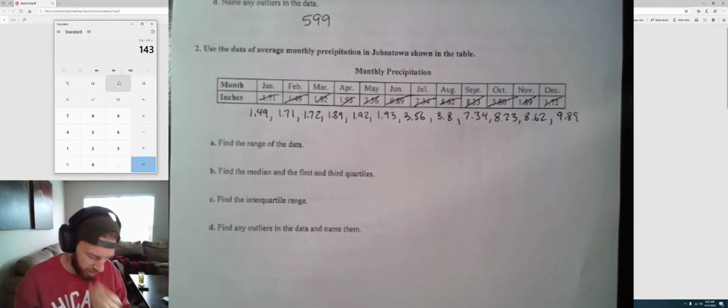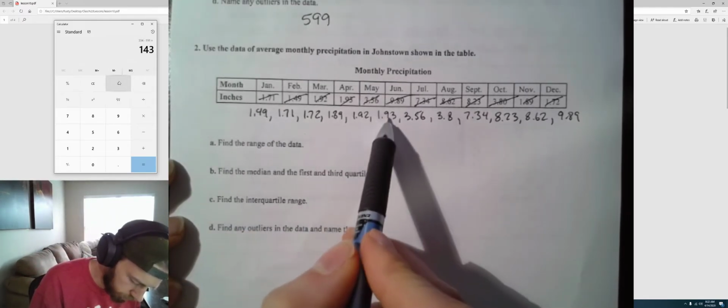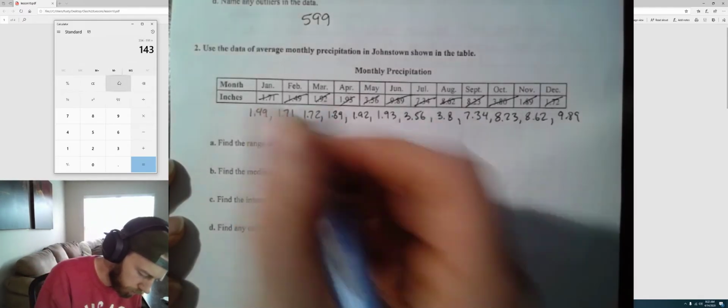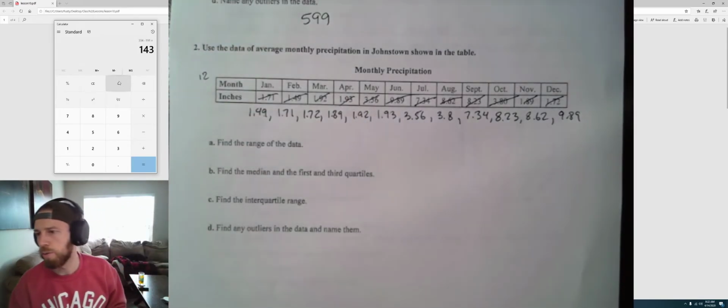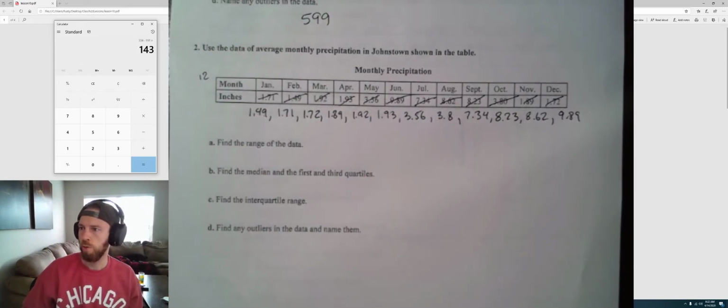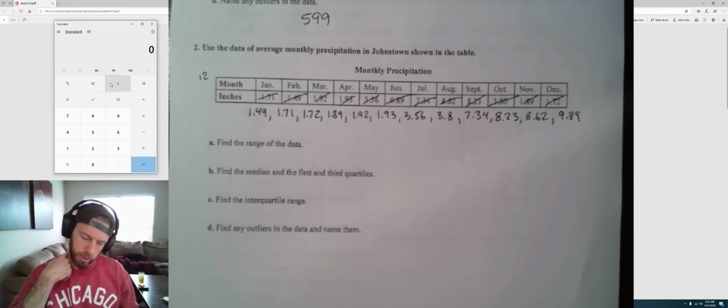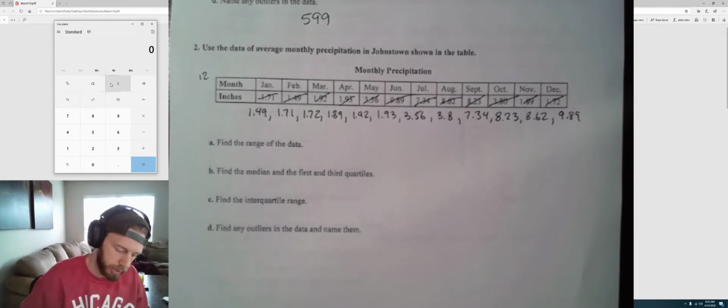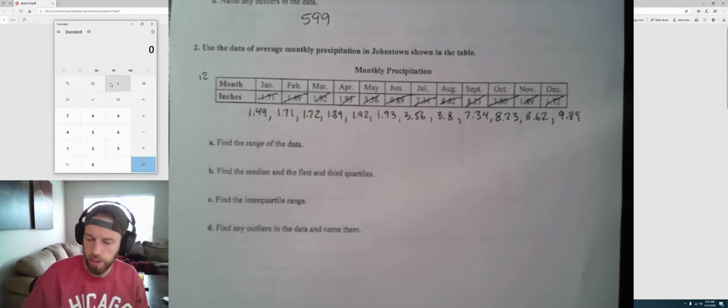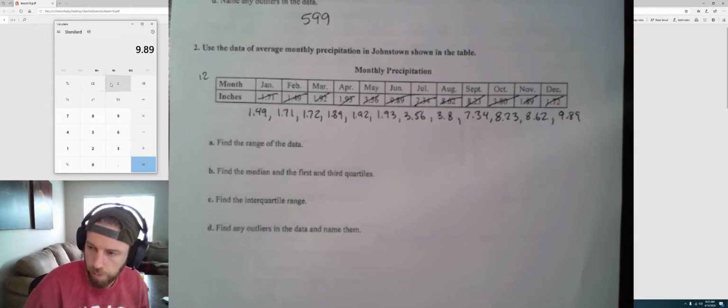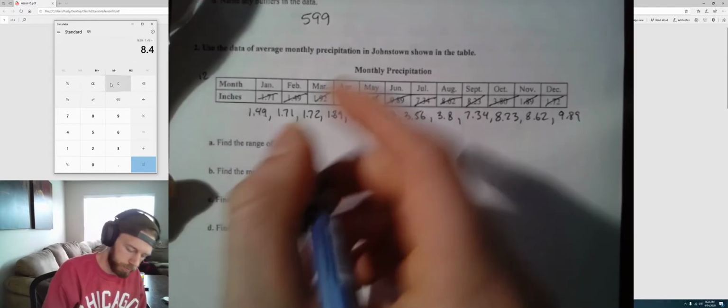I believe that's all my numbers, and I've got 1, 2, 3, 4, 5, 6, 7, 8, 9, 10, 11, 12 of them. I'll just make a little note there that I have 12 numbers, 12 monthly precipitations. Okay, let's start answering these questions. The range, the distance from the lowest to the highest number. 9.89 is the highest, 1.49 is the lowest. 9.89 minus 1.49.